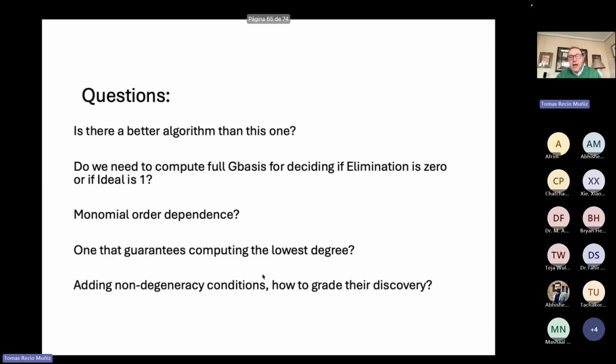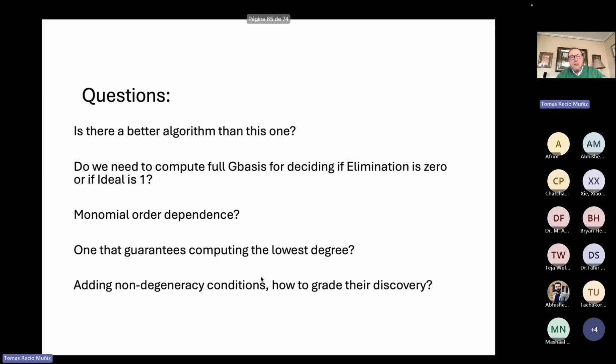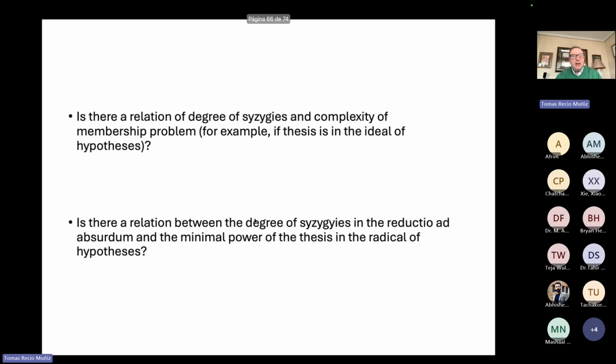So what we are doing now is to study algorithms to find the complexity. We have now one algorithm, but we would like to understand if there is a better algorithm to measure the complexity, and if this algorithm is mathematically invariant with respect to something called Gröbner basis. So I am not going to enter into detail.